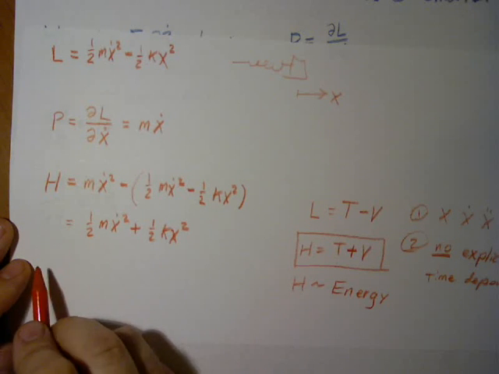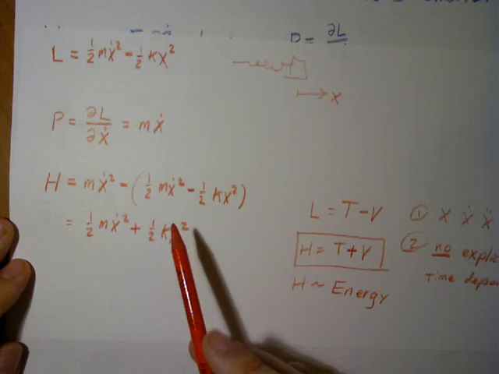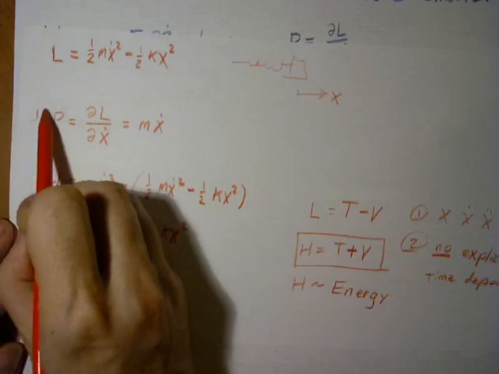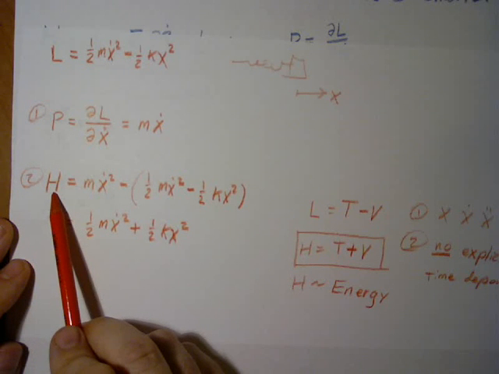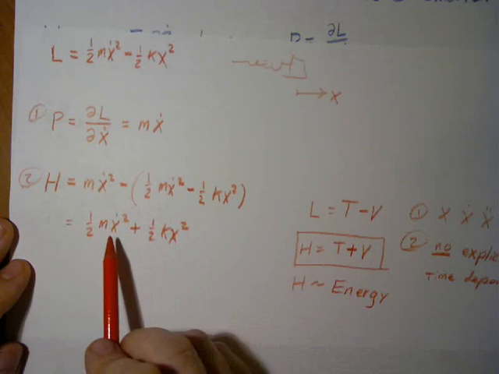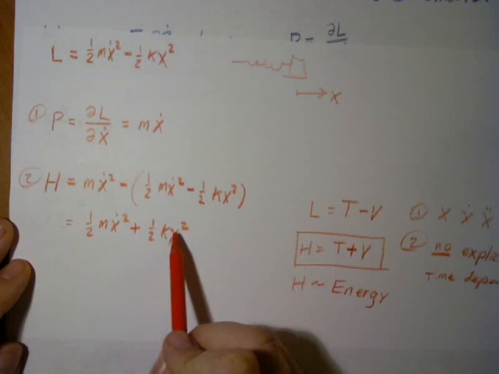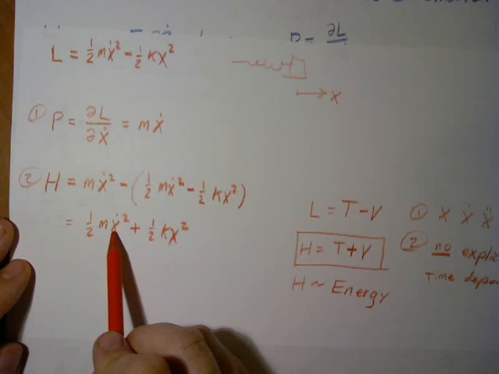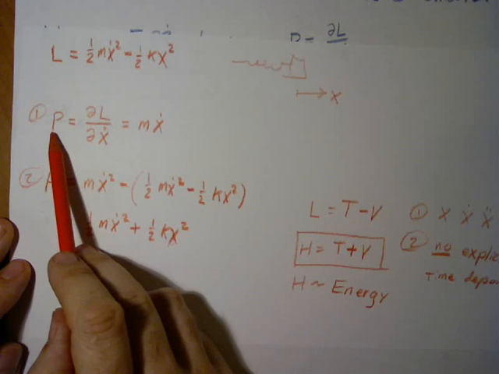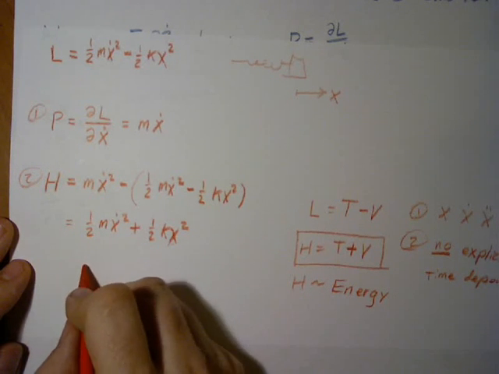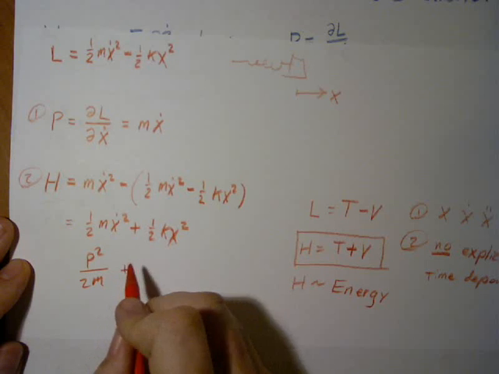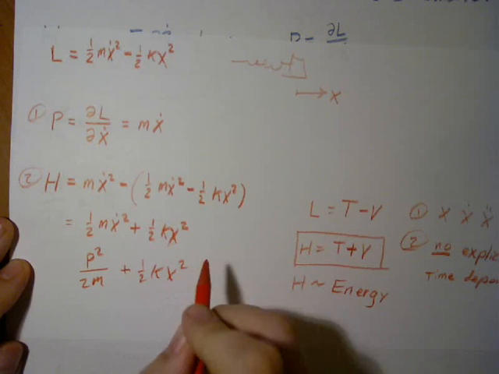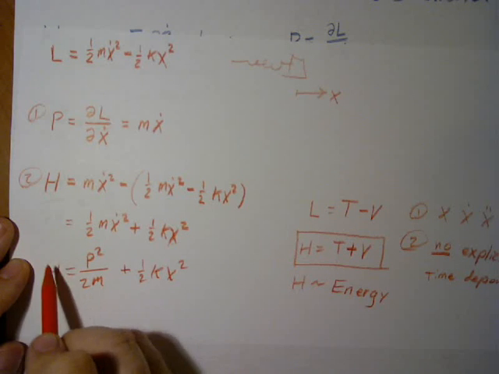Okay, now we have this. We have one step left. We did this one. We did this one. Now we need to combine the two because H must be in terms of q, our generalized coordinate, or in this case x, and not x dot. We need to replace all our x dots with the generalized momenta. That means we get p squared over 2m plus 1/2 k x squared. This is the Hamiltonian.